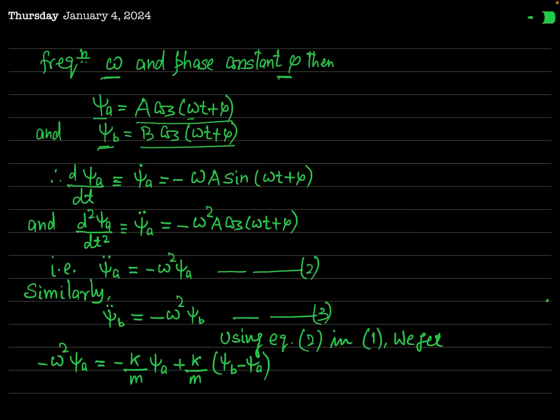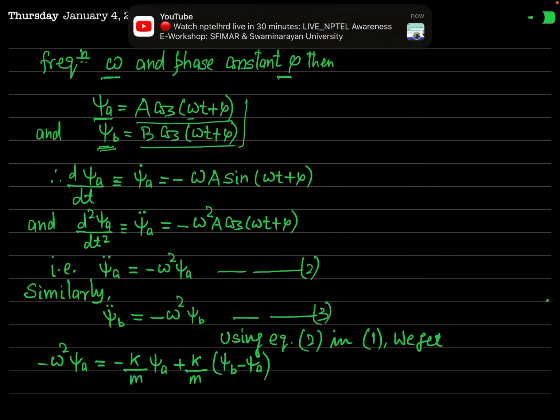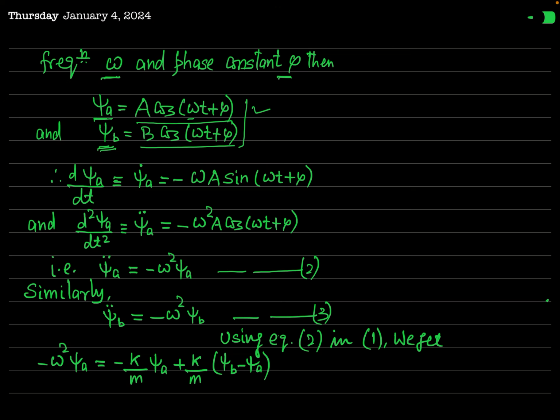Now, from these two equations, we will obtain the accelerations of A and B. For getting the acceleration, you simply differentiate these equations two times with respect to time. So let us find the acceleration. Differentiating the first equation with respect to t, we have dψA by dt, which is ψA dot, and that will be equal to minus omega A sin(ωt plus φ).